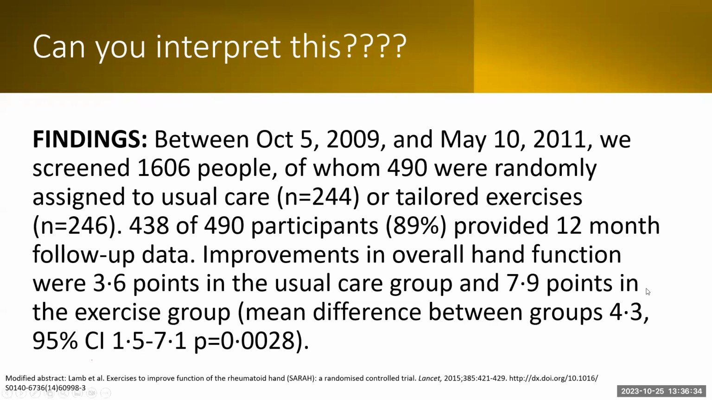Keep going. What else have we got happening here? So the exercise group improved more than the usual care group in their overall hand function, as in 3.6 versus 7.9. The mean difference was 4.3. Do you see how they did that? They were subtracting. Yeah, that's a clue. 7.9 minus 3.6. Okay. All right. Yep. Keep going.